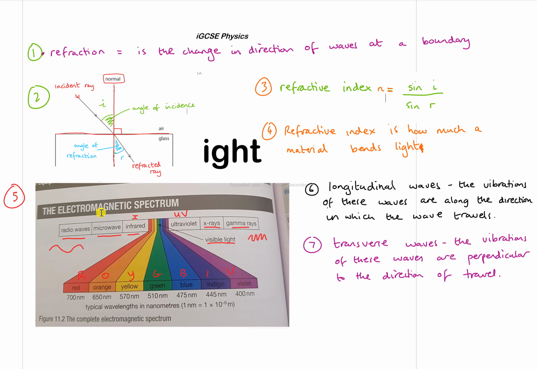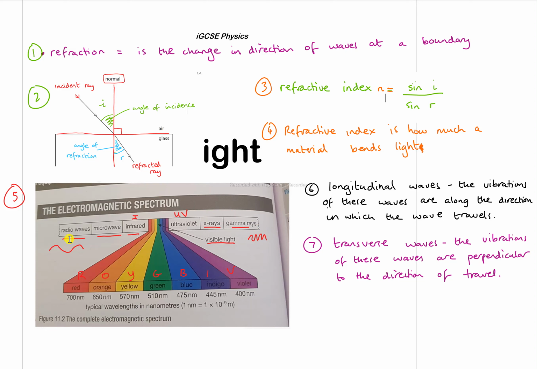Number 5 we're looking at here. Right, okay, here's the electromagnetic spectrum from the Pearson book. You've got radio waves, microwaves, infrared waves. Radio waves have the longest wavelength. You've got radio, micro, infrared, and then you've got white light. White light is split up into Roy G Biv: red, orange, yellow, green, blue, indigo, violet. You've got ultraviolet, X-ray, gamma.